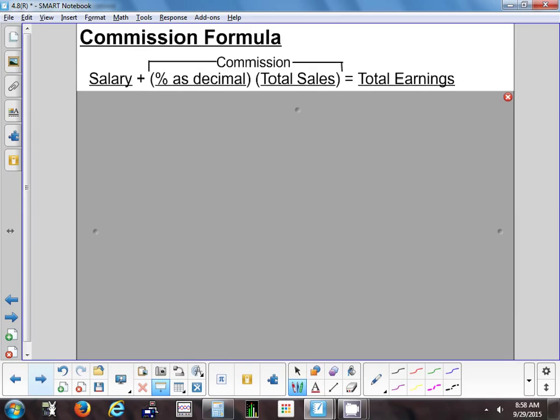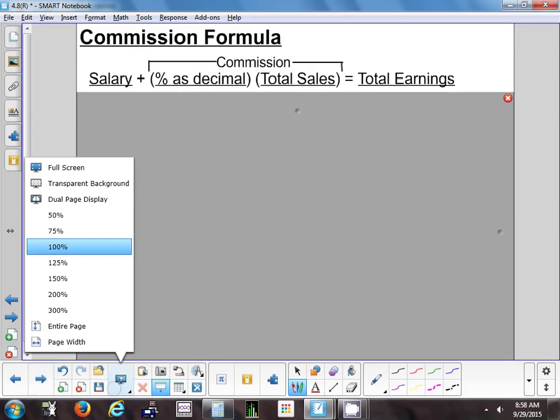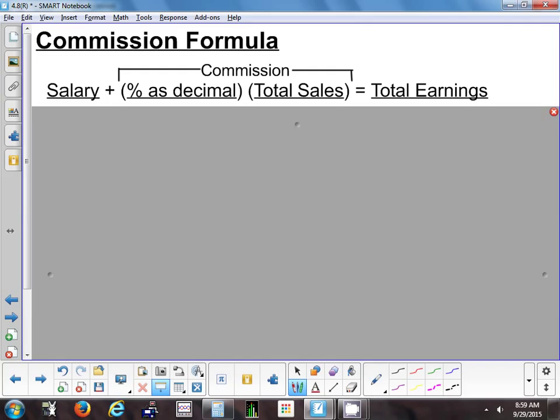So, all right, so here's your commission. So guys, this one you don't have to change. It's all in the right order. There's only those middle 2 we have to change.